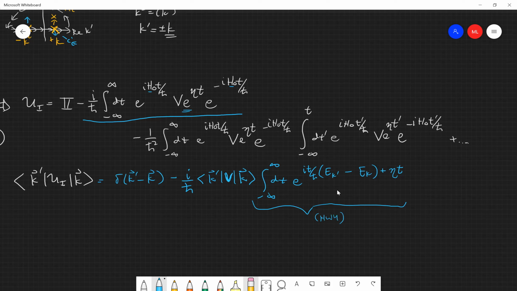You'll show that this integration is equal to a delta function, 1 over h bar, E_k prime minus E_k, and then it's minus i h bar eta. But eta will go to 0 after we finish our calculation, so this will just go away.